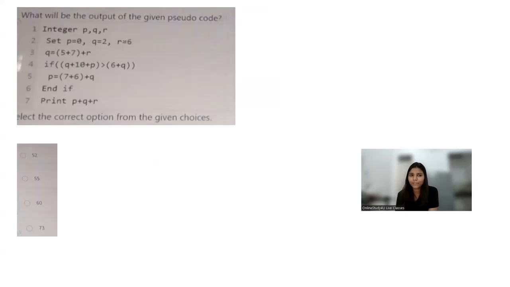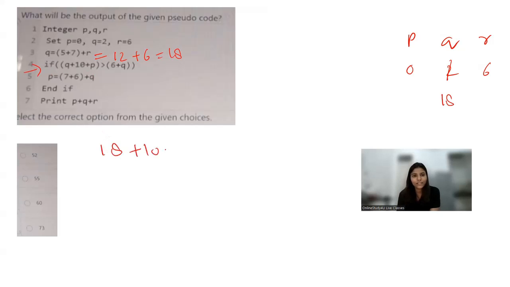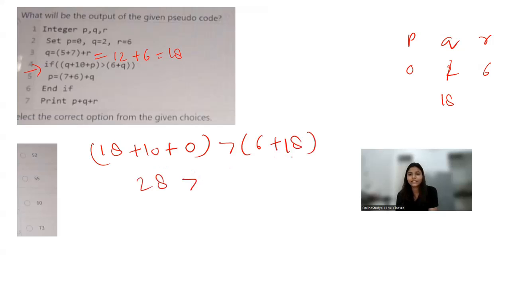We have three integers p, q, r. I'm writing separately p as 0, q as 2 and here r as 6. Okay, so q is assigned 5 plus 7 plus r. So 5 plus 7 will be 12, plus r is 6, that means 18. So q is now updated to 18. Okay, now here if q plus 10, so 18 plus 10, plus p, p is 0, is greater than 6 plus q. Q was 18, right? So 18 plus 10 will be 28, which is greater than 24. Yes, the condition is true.